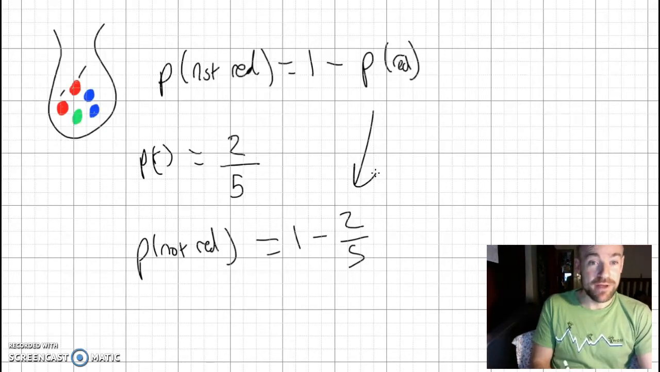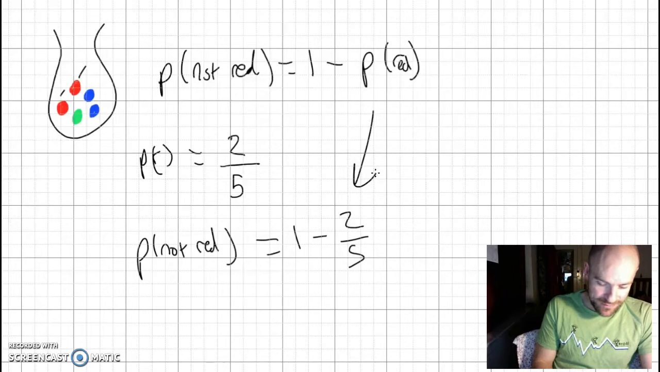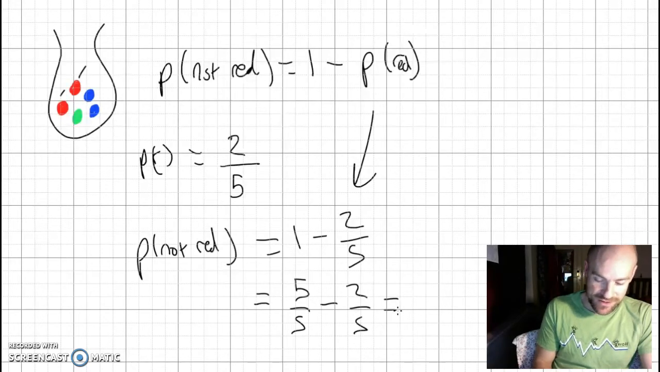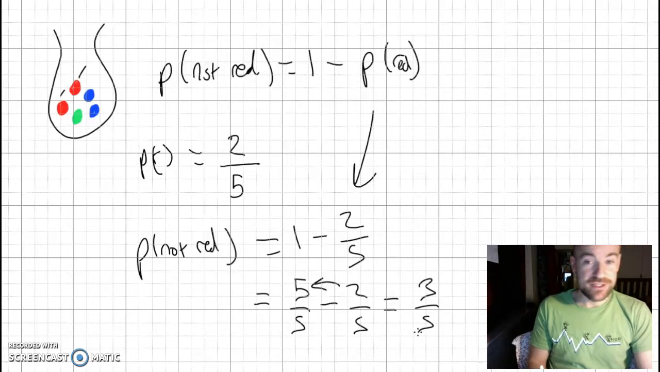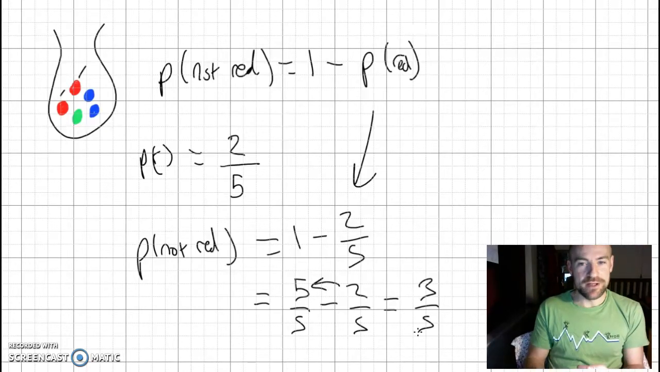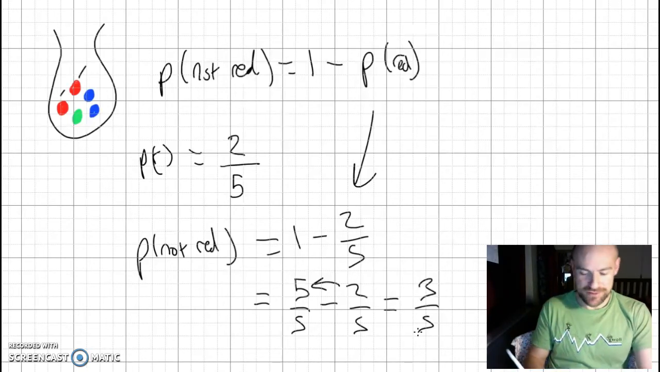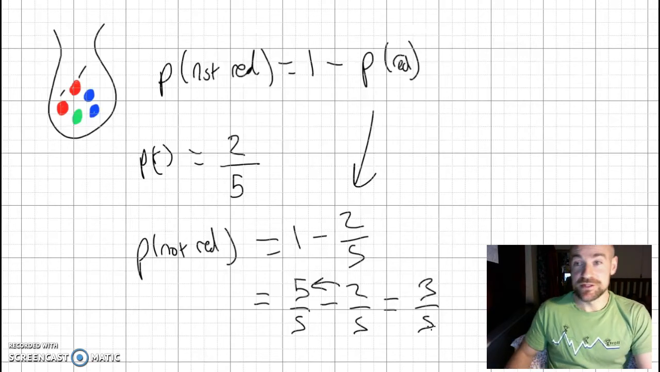Just a quick recap. 1 can be written as 5 over 5, and so if we subtract 2/5 from 5/5, we take away the 2 from the 5, so we just get 3/5. So in this example, the probability of not picking red is 1 minus 2/5, or 3/5.